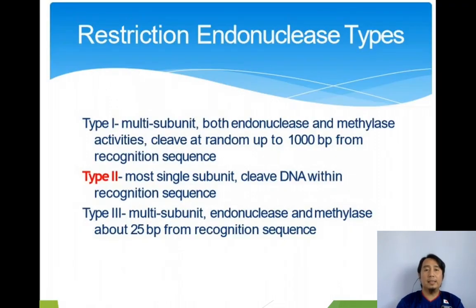Okay, restriction enzyme ni kita panggil endonuclease type lah. Dia ada type 1, type 2 and type 3. So, type 1, multiple subunit, both endonuclease and methylase activity, cleave at random up to 1000 BP from recognized sequence. Whereas type 2, most single subunit, cleave DNA within recognized sequence. And type 3, multiple subunit lah, sama juga macam type 1 tu tadi. Endonuclease and methylase about 25 BP from recognized site. So usually kita pakai type 2 lah. Single subunit cleave DNA within recognized site. So, specific point.